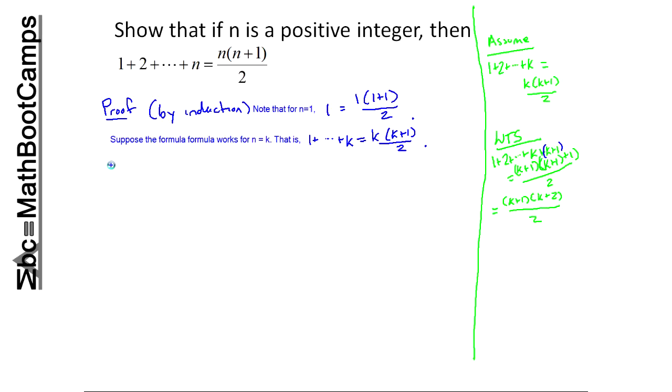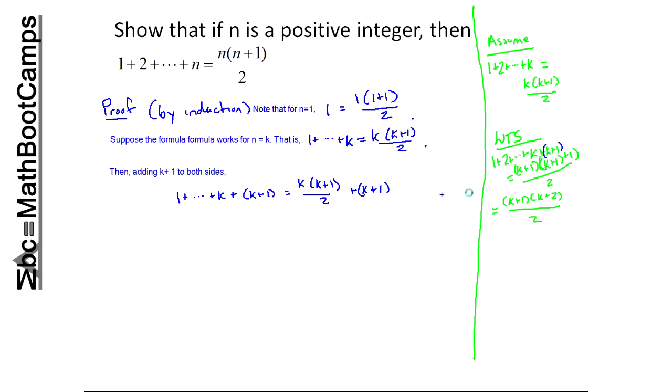So I would say what we're going to do: we're going to add k plus 1 to both sides. And so let's see what happens when I do that. Adding k plus 1 to both sides, I end up with 1 plus blah, blah, blah, k like I had here, and then I'm going to add my k plus 1. And then this equals k times (k plus 1) over 2. We already know that because I'm using this formula. I'm keeping this, and now I'm going to add k plus 1.